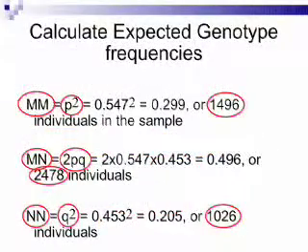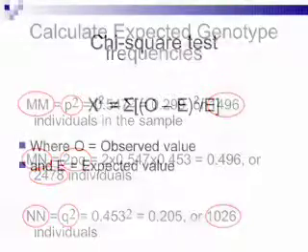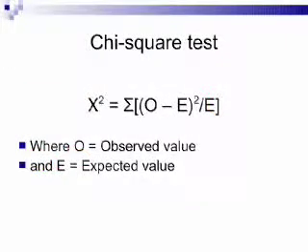We can now calculate our expected genotype frequencies. MM equals p squared, or 1,496 individuals. MN equals 2pq, or 2,478 individuals. NN equals q squared, or 1,026 individuals. Mathematically, the chi-squared test is the sum of the observed value minus the expected value squared divided by the expected value.